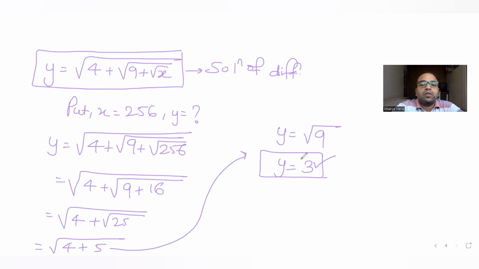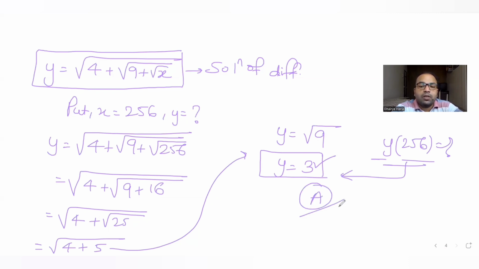So we get the answer for the question that was asked to us, that what is y when x is 256. We have got the answer for this question, that y is equal to 3. And the option here which matches with the question is A. So A is the correct answer for the question here.